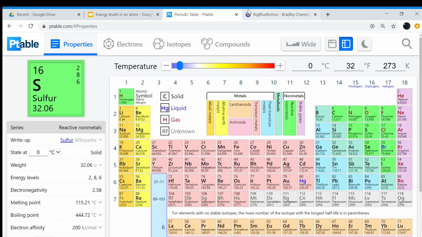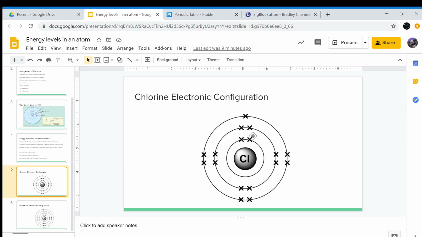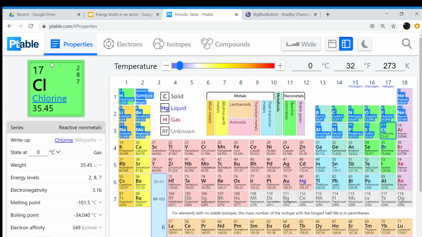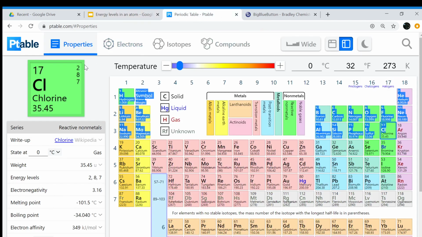Okay, I hope you took some time to pause and draw out chlorine. Chlorine has a total of 17 electrons, which means that when we draw it out, we're going to have 2 in the first energy level, 8 in the second, and then 7 in the last energy level. This is something that you can also see here: 2 in the first, 8 in the second, and 7 in the last.